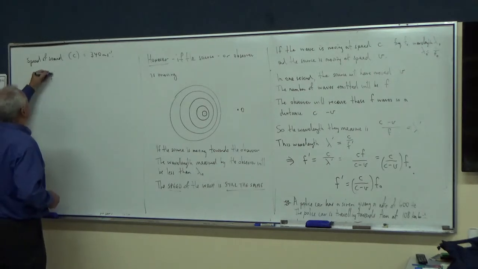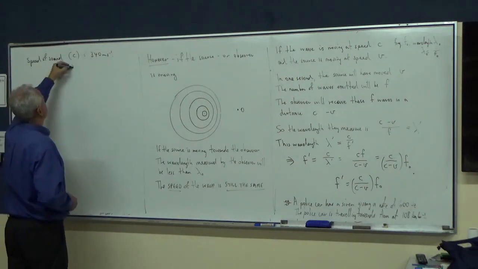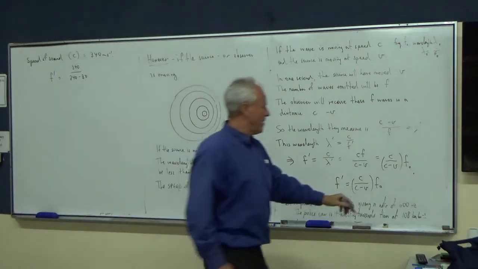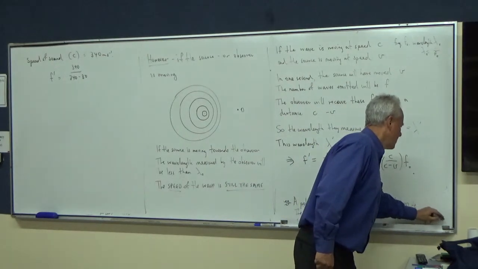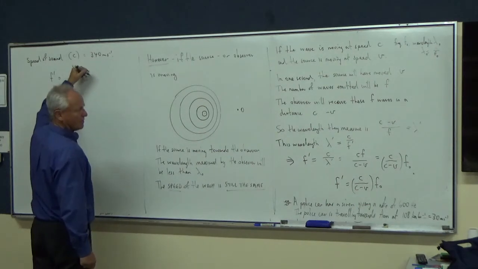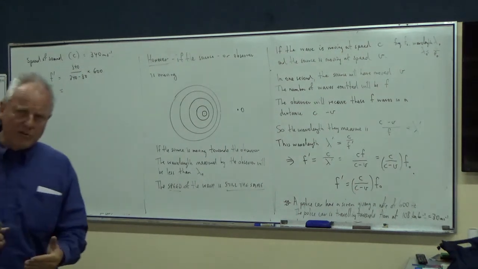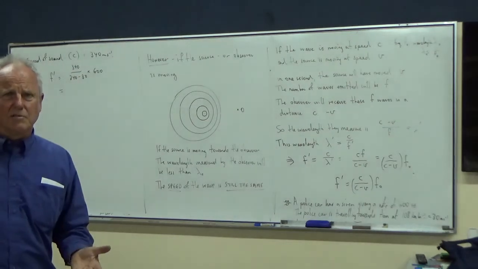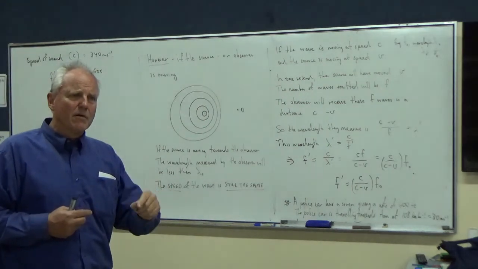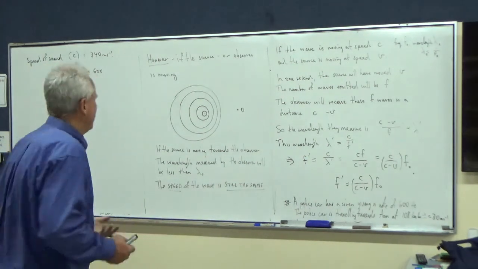So, f dash equals c over c minus v, 340 over 340 minus 30, so 108 kilometres per hour equals 30 metres per second, hopefully you can make that change, times f naught times 600. And we're expecting an increase in the frequency, but not a huge increase in the frequency. Yeah, so when the police car comes towards you, as it passes, the sound gets less, but not hugely less.